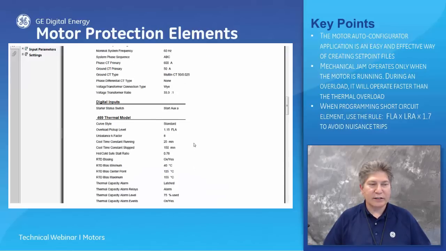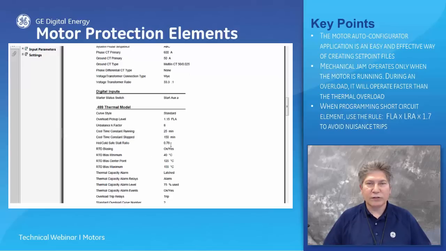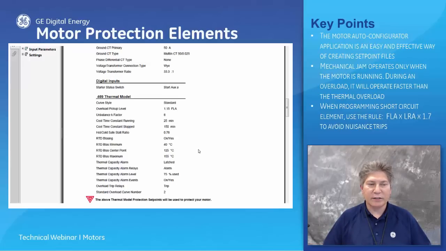It has selected the overload pickup level for us because we put in a service factor of 1.0, and based on NEMA standards, we can push this to 1.15. It calculated the K factor for us. This is using 230 divided by 5.5 squared, and it comes out to 7.8, and it rounds it up to a whole number. Our cool time constants, our hot and cold safe stall ratio. This is based on the locked rotor safe stall times from the cold and the hot. That was the 7 divided by 9, giving us 0.78.